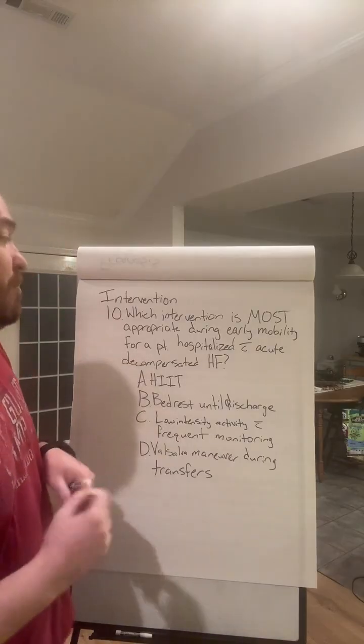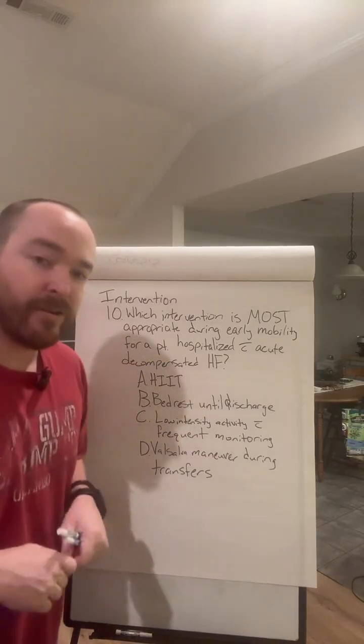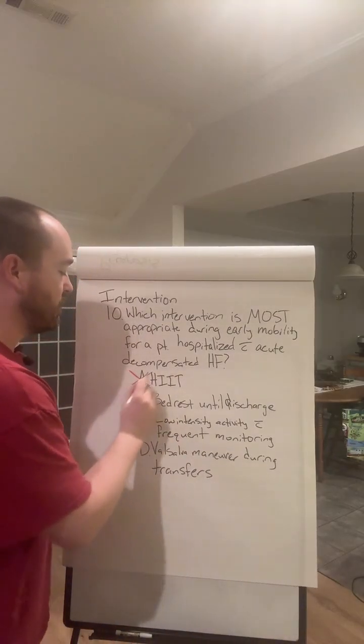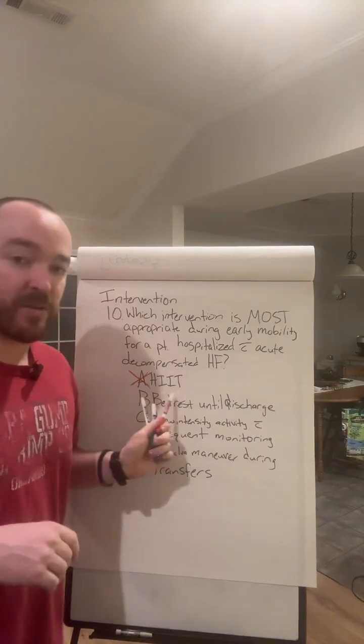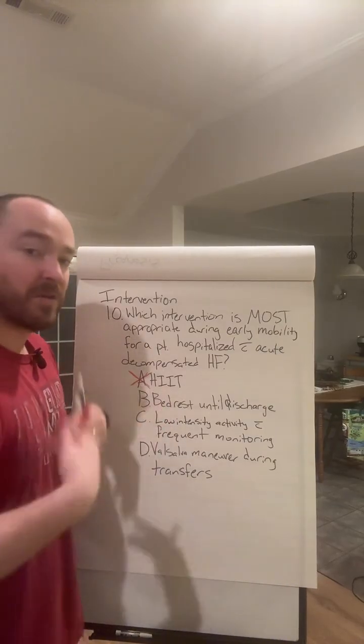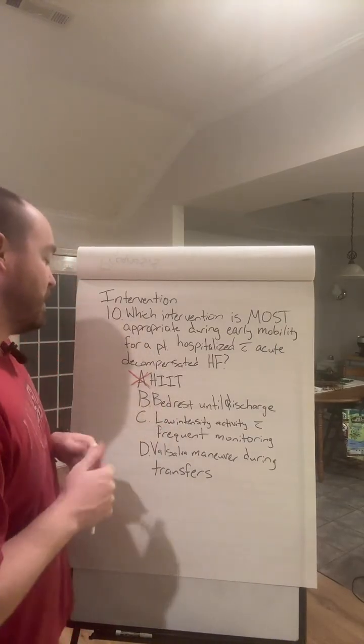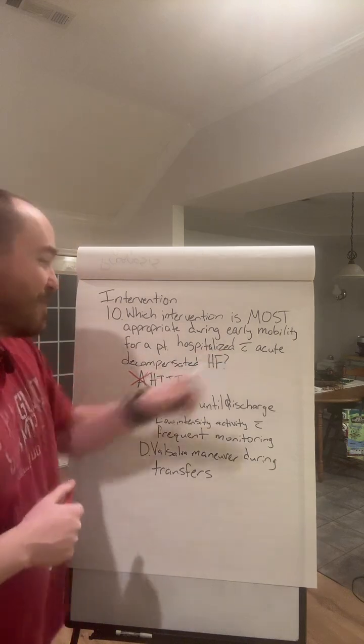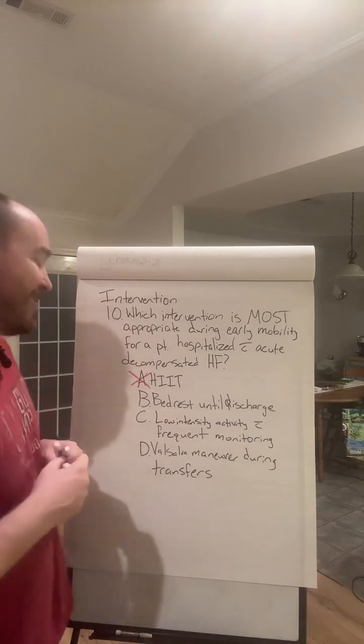High intensity interval training for a person in acute decompensated heart failure. Are you nuts? That's a terrible answer in the acute stage. Maybe once they get to outpatient therapy, HIIT would be a good thing, right? Because we want to really build up their cardiac endurance. But that's a terrible thing to do in acute early mobility for acute decompensated heart failure.